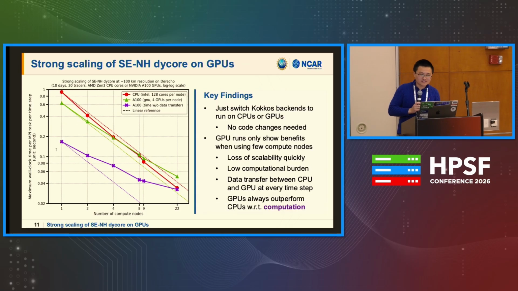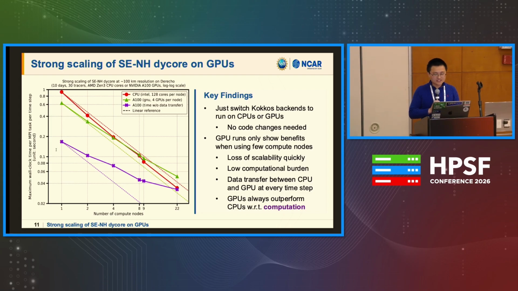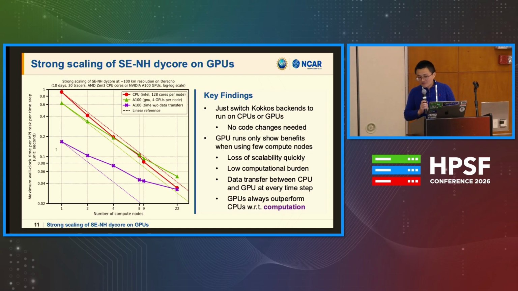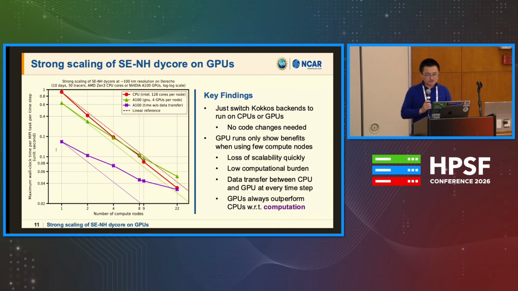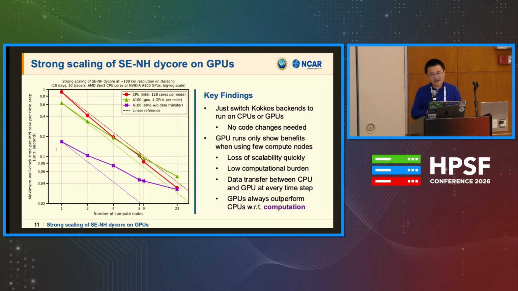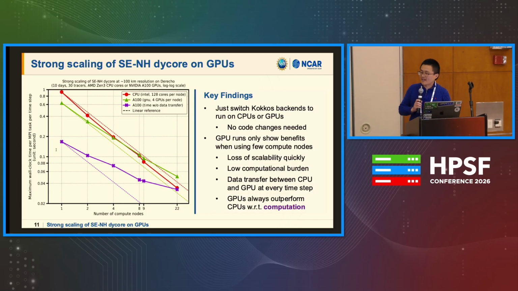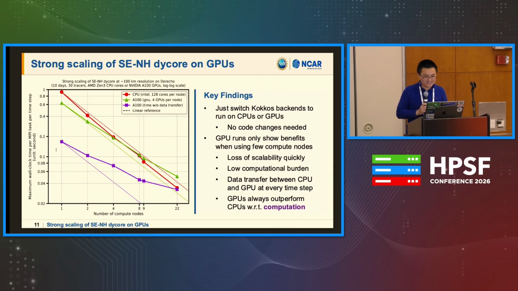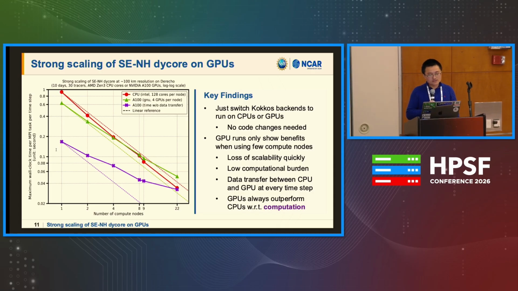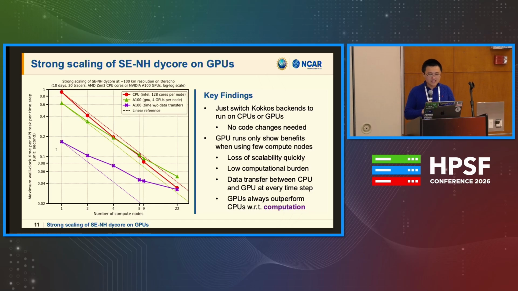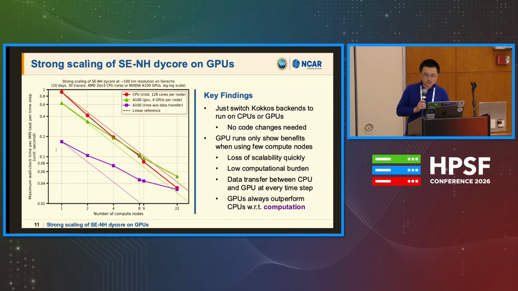Now we look at the strong scaling results of the SENH dycore on the GPU. One thing I want to highlight is that in order to do the GPU runs, I only need to recompile my Kokkos library backend from CPU to CUDA backend. No single line of code change is needed, which I think is really nice. The red line here shows the best CPU results with the Intel compiler we saw in the previous slides. The green line is the GPU results.